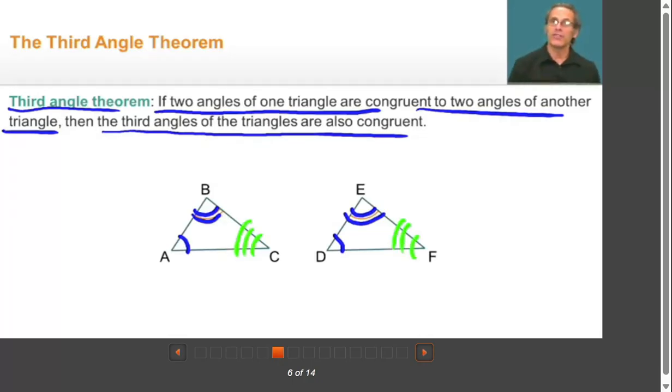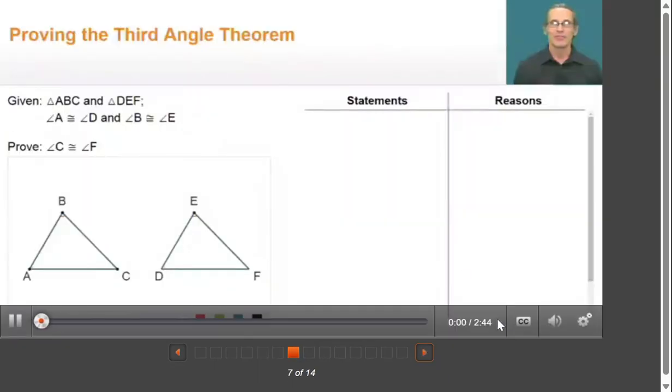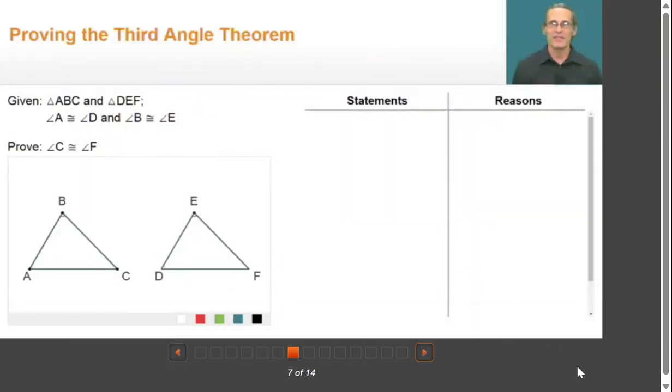Well, let's prove this theorem with an interactive. We have triangles ABC and DEF, and we're given that angle A is congruent to angle D, while angle B is congruent to angle E. And what we need to show is that angle C is congruent to angle F.